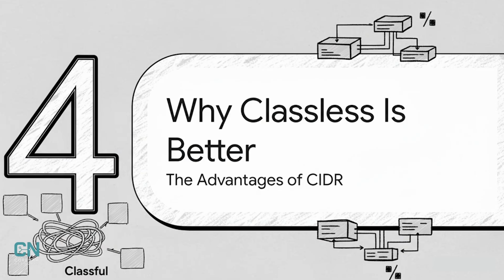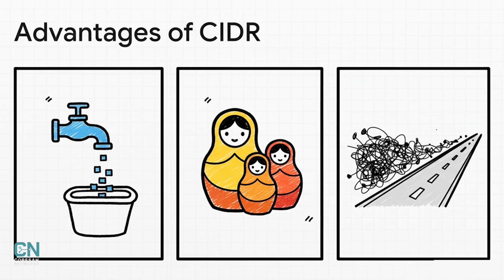So the move to classless addressing wasn't just some small improvement. It delivered 3 huge fundamental advantages that really enabled the internet to scale into what it is today. First up, the big one, efficiency. It immediately slammed the brakes on how fast we were burning through IP addresses. Second, flexibility. Engineers can now design networks that were the exact right size for their needs.